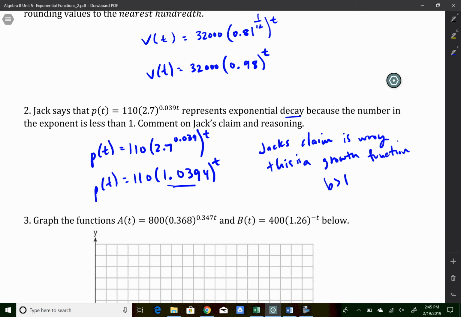Now, Jack has a kind of a point. Now, I see where Jack's mistake here is. If this was a negative exponent, for sure it would have become decay, right? And sometimes because of whatever this exponent is, it might make this base become less than 1, but we have to kind of test it out and see.